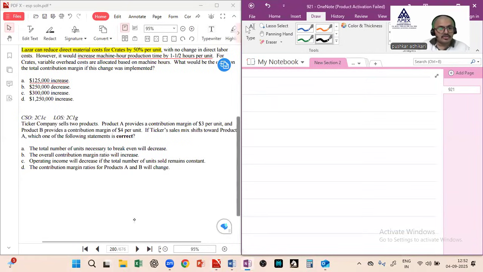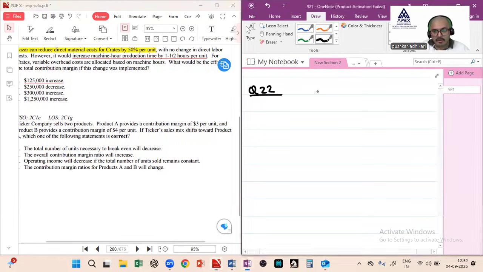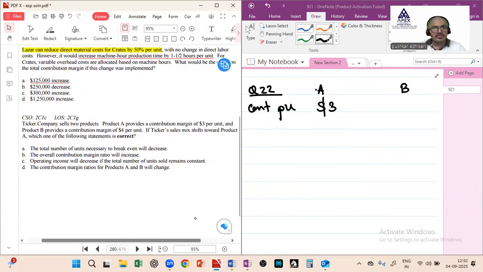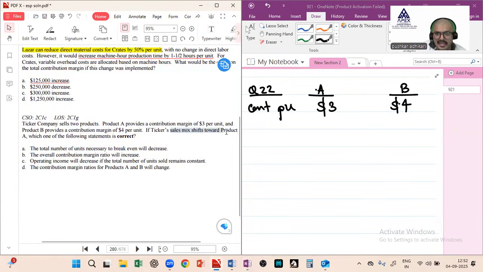All right. So this is question number 22. There are two products, product A and product B. The contribution per unit of product A is $3 and product B happens to be $4. Obviously, B has a larger contribution per unit. Now, what they are saying is, Ticker's sales mix has shifted towards product A. Which of the following statements is correct?